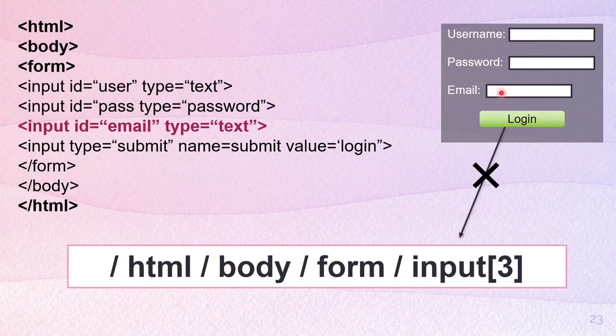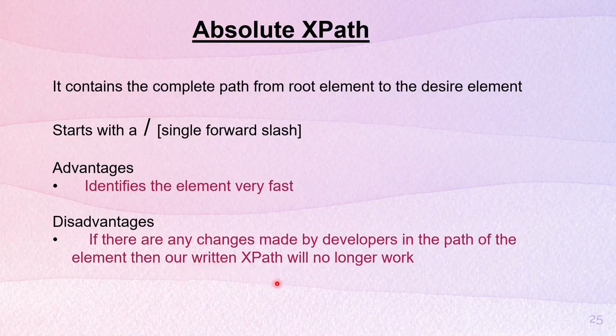So this is the biggest disadvantage of absolute XPath. If there are any changes made by the developers in the path of the element, then our written XPath will no longer work. As you saw in that example, I had written the XPath for the login, but when the changes were made by the developers, the XPath did not work for the login button, because at that place the third element of the input tag was the email ID. So this is the disadvantage of absolute XPath.